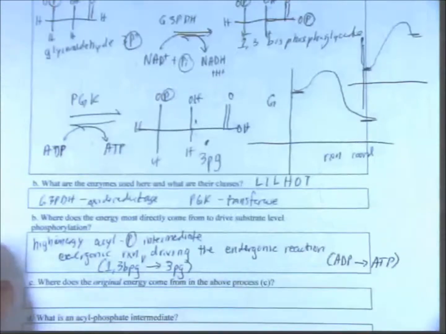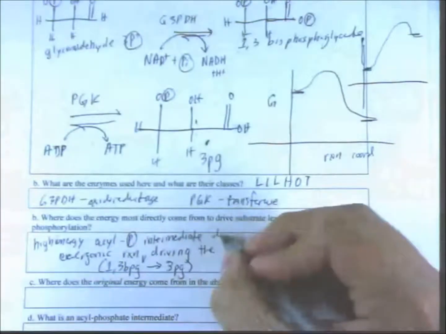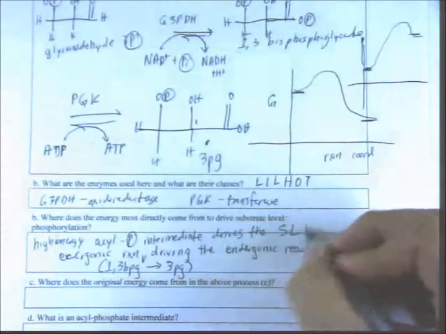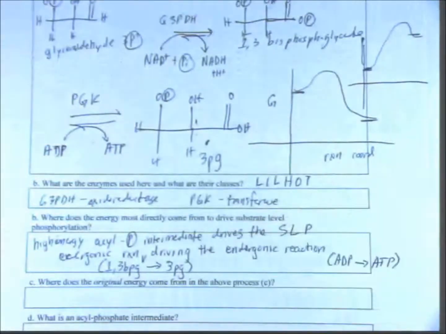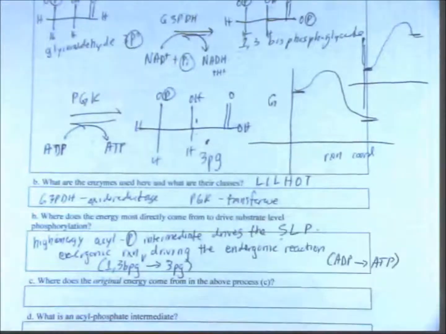And another phrase that you would want to use that would make this answer completely correct is the high energy acyl phosphate drives the substrate level phosphorylation. Substrate level phosphorylation. Questions? Moving on.